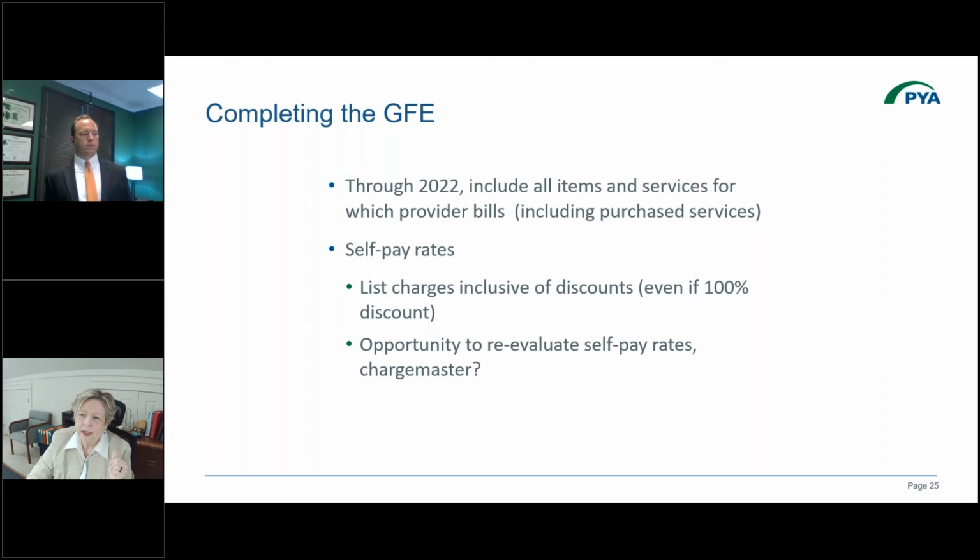Beginning in, well, I guess I should say right now, you are listing on your good faith estimate all the items and services for which you bill. This is going to have to be a dollar amount for each item, not a range of rates. You're going to have to show your rates inclusive of discounts. So even if you are dealing with a patient who is uninsured and the bill will be zero, you still have to give them a listing of those charges with the discount reflected.